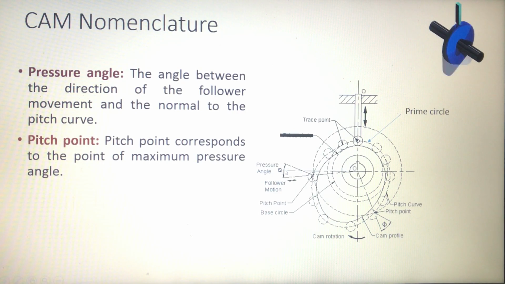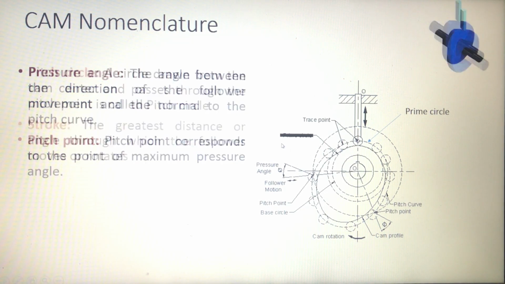That is phi. Wherever the pressure angle is maximum on the cam profile, that point is called the pitch point. The circle which passes through the pitch point is called the pitch circle.